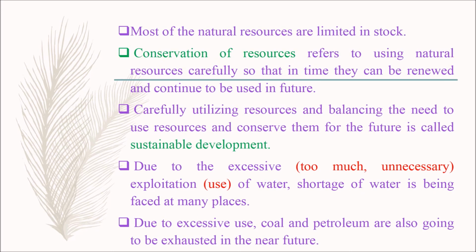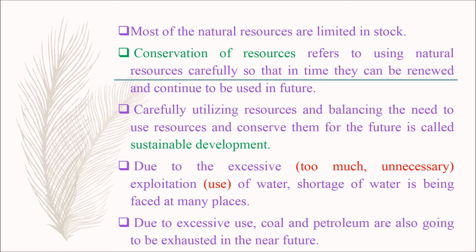Most of the natural resources are limited in stock. Conservation of resources refers to using natural resources carefully so that in time they can be renewed and continue to be used in future. So what is meant by sustainable development? It means carefully utilizing resources. Here utilizing means using. So carefully using resources and balancing the need to use resources and conserve them for the future is called sustainable development.